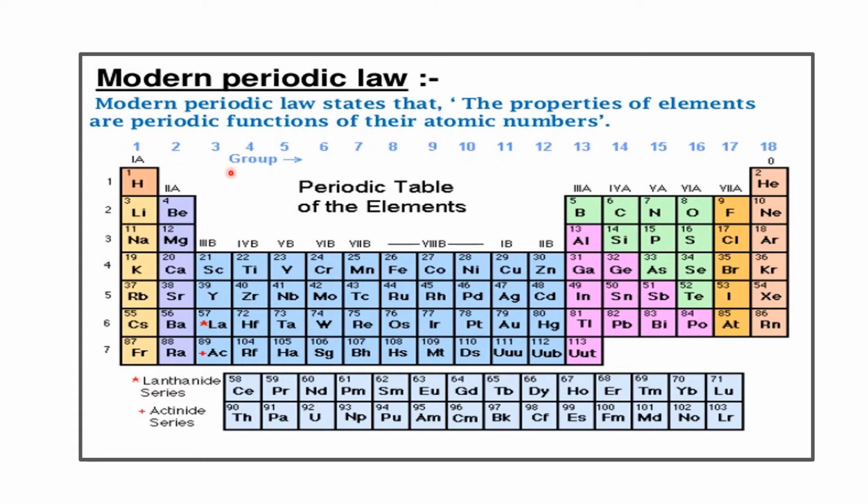In the first period, hydrogen and helium are present. And in the second period, from lithium to neon. This is the third period, fourth period, 5, 6, and the 7th period, which is an incomplete period.